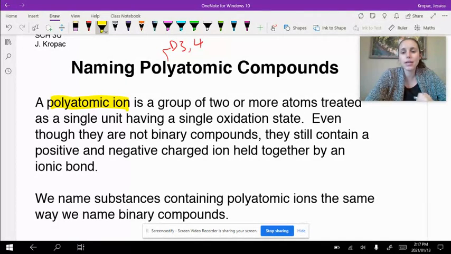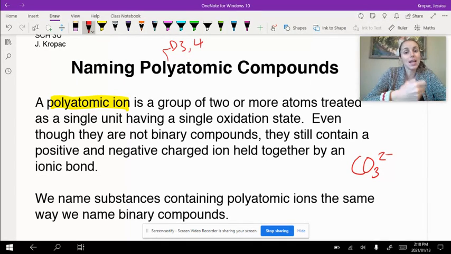A polyatomic ion is 2 or more atoms that are treated as a single unit, and they actually have a single oxidation state or a single charge. For example, a common polyatomic that we're going to see is called carbonate. Carbonate is CO3, and it's got a charge of 2 negative. We don't break up carbonate into individual carbon and oxygen. As a whole, anytime we see CO3, we call it carbonate, and carbonate itself has an oxidation state of 2 negative.